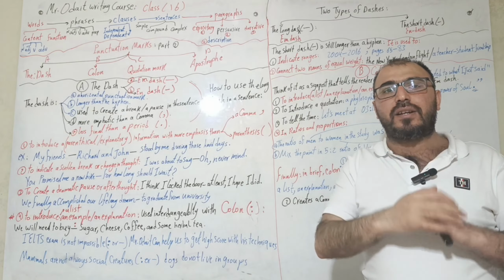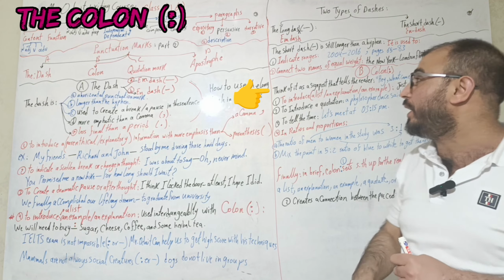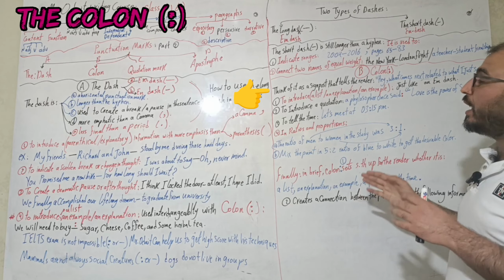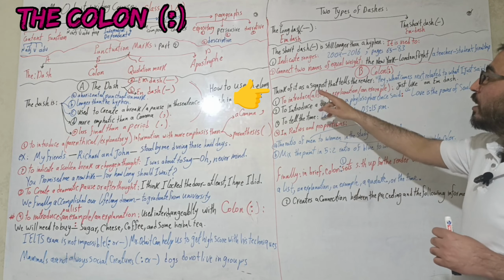Now, my friends, let's start talking about the colon quickly. The colon, my friends, again, was discussed in the class talking about compound sentences and how to join two independent clauses into one compound sentence. We said we have the coordinators, the FANBOYS, then we said that we have the conjunctive adverbials, and then we said that we have the semicolon. Then we talked about the colon and the dash, which are used interchangeably.